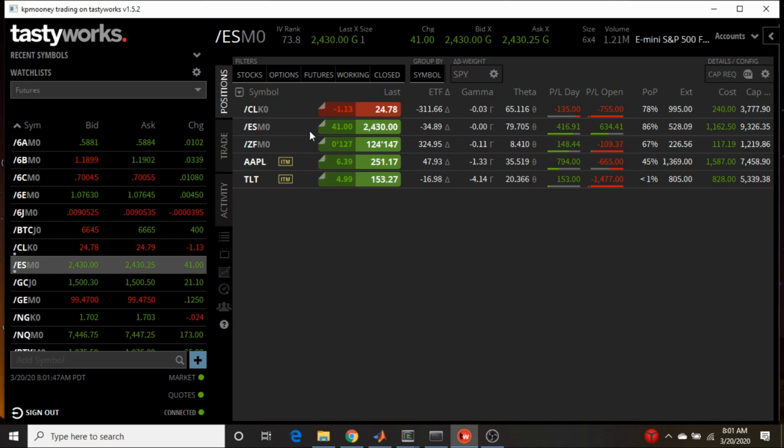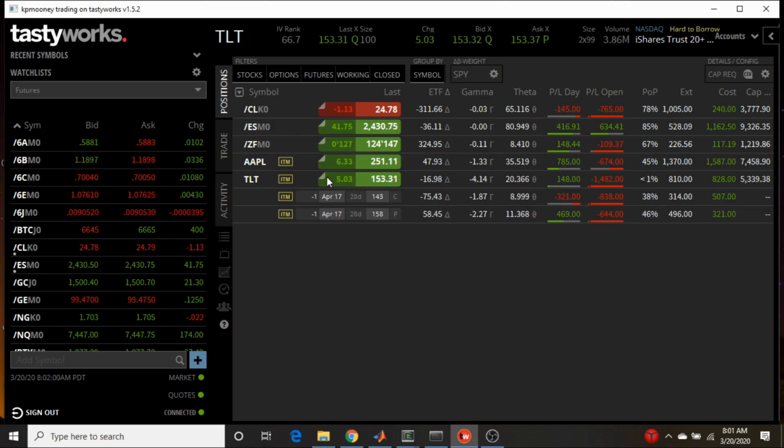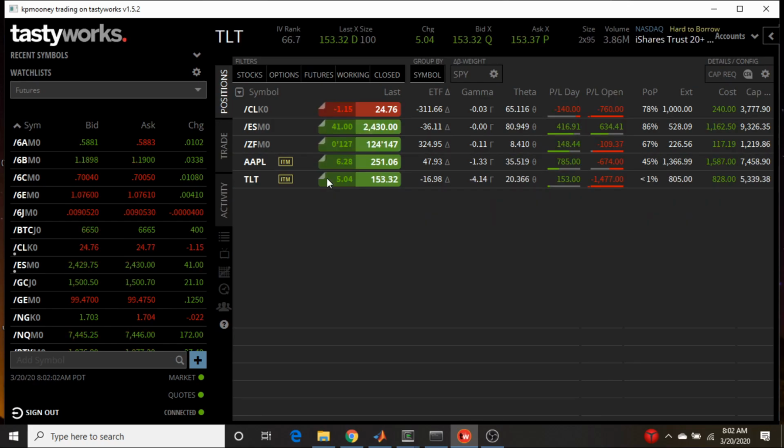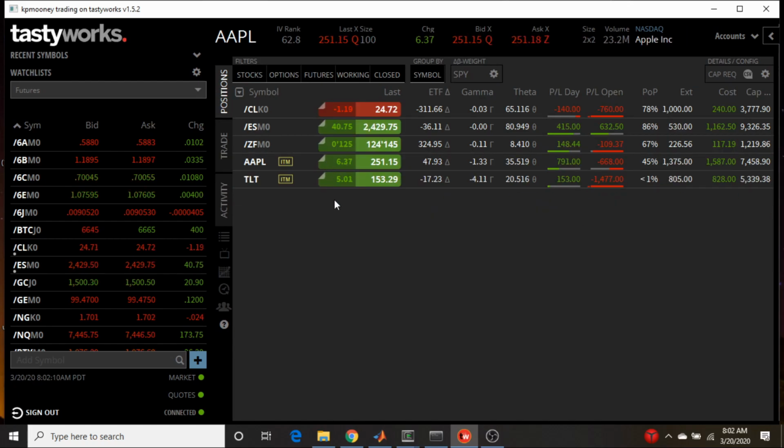This E-mini position here is rather large, and this is a wide oil strangle, again rather large, but I just have a couple of one lots in Apple, which is not going very well, and TLT, which is a bond ETF, which is not going very well. So I just want to show how I manage this, like how I adjust this Apple position.